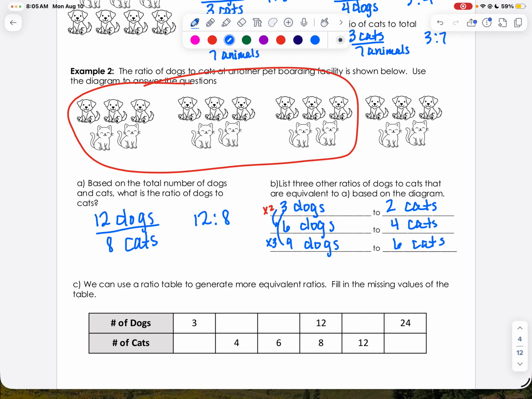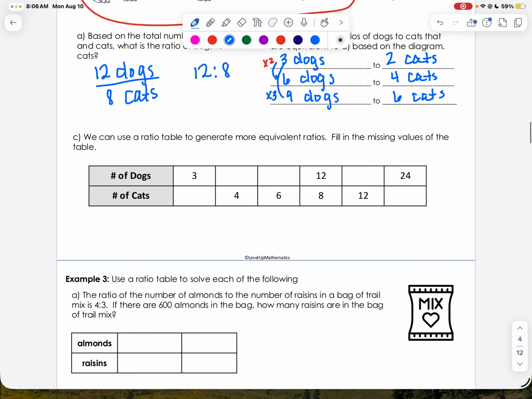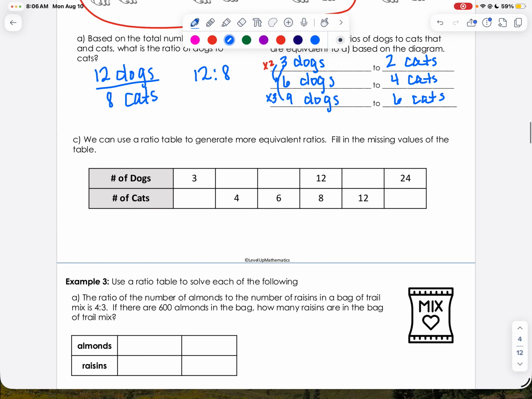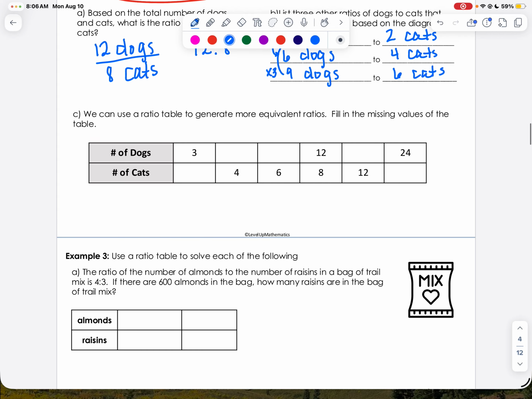Now we can also use a ratio table to find other equivalent ratios by using scaling. So our most simplest ratio here was 3 dogs to 2 cats. Now let's say we doubled the number of cats and had 4 cats. So if we double the number of cats, we would also have to double the number of dogs. So an equivalent ratio to 3 to 2 would be 6 to 4.